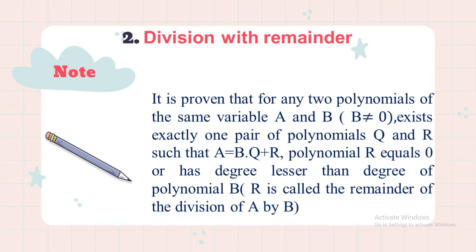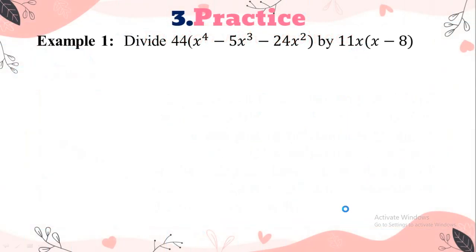Note, it is proven that for any two polynomials of the same variable, a and b different from 0, there exists exactly one pair of polynomials q and r such that a is equal to b times q plus r, where polynomial r is equal to 0 or has degree less than the degree of polynomial b. r is called the remainder of the division of a by b.